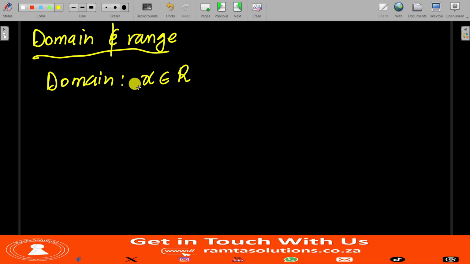Therefore, your domain is x is an element of real numbers. This goes for the rest of your life when you talk about quadratic functions. Now, with the range, and by the way, you remember in the previous video we explained what a domain is: the set of input values, and the range is the set of output values. Domain, movement from the left to the right; range, movement from the bottom to the top, right?